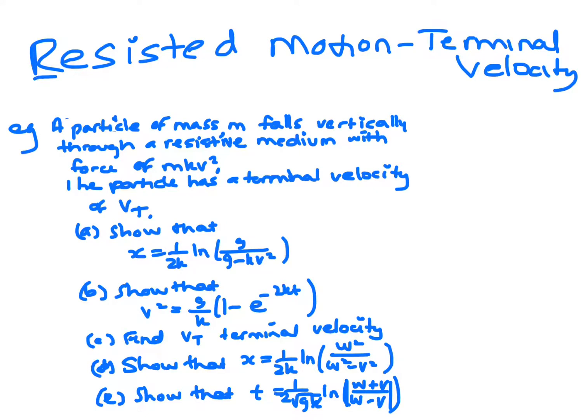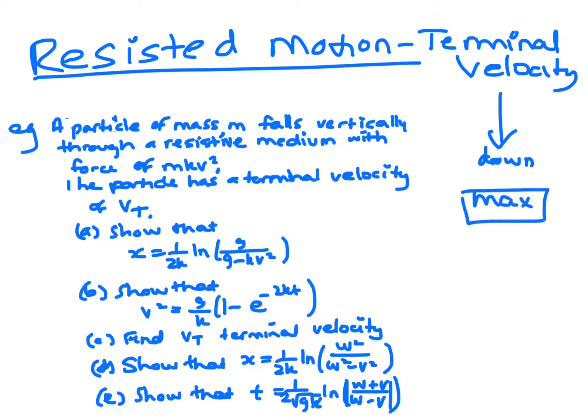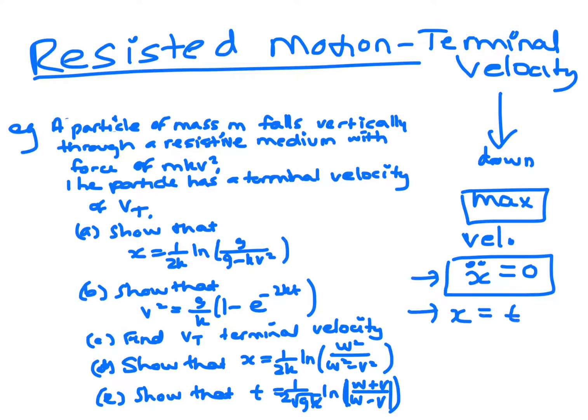Looking at resisted motion, we're going to look at when something is falling down and what the terminal velocity is. The terminal velocity is when the particle will reach its maximum velocity or maximum speed. That will happen when the acceleration is zero, because the maximum will always occur when the acceleration equals zero. If you have v in terms of time, and you make time go to infinity, the velocity that it approaches will be your terminal velocity.